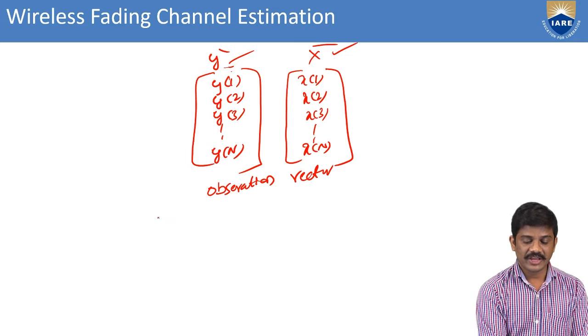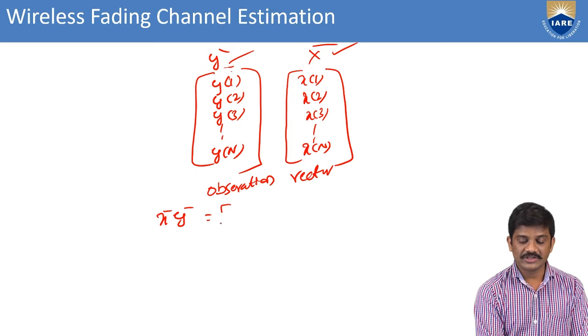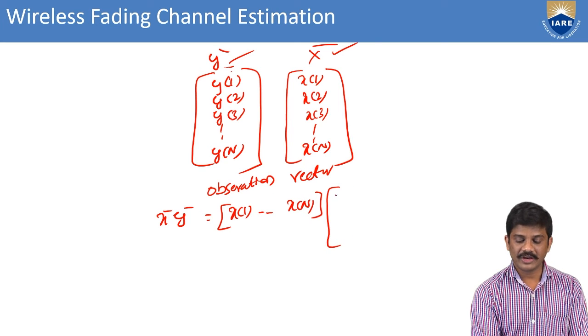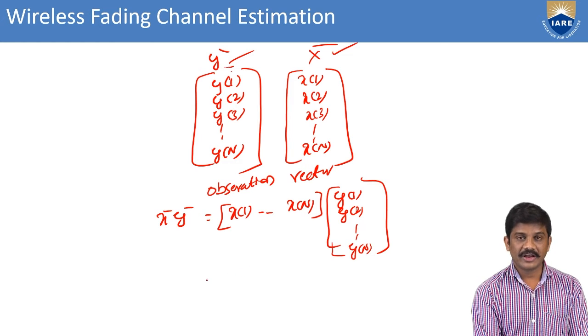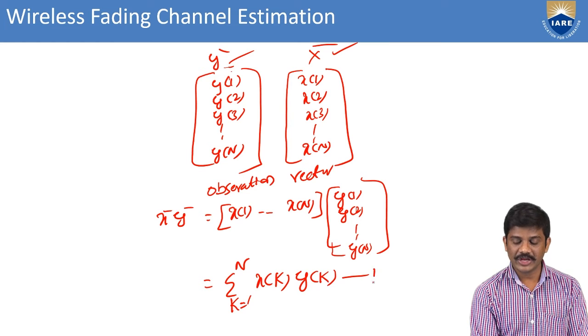From that we can write x bar and y bar. Then we write x of 1 to x of n, and we have the vector y of 1, y of 2, and so on, y of n. Then we can write summation of k equal to 1 to n, x of k y of k. This is equation number 1.